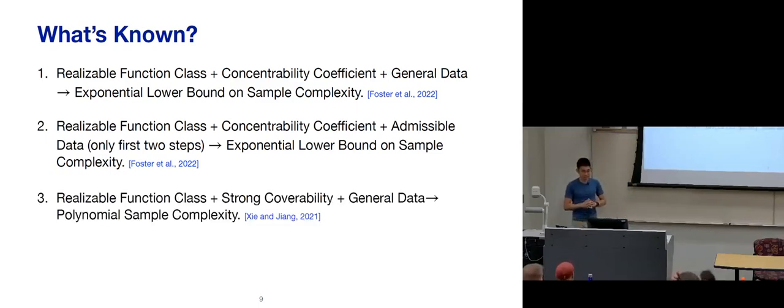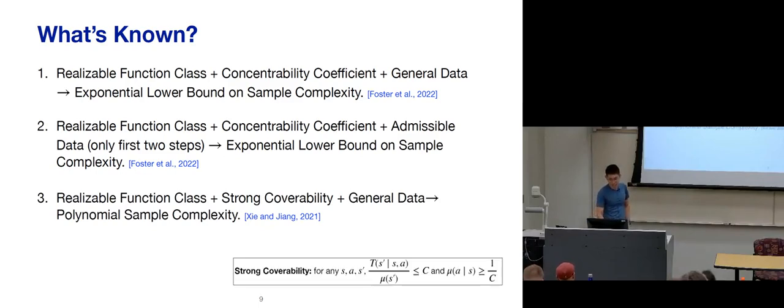And the last thing is some positive results. They define a notion called strong coverability, also called push-forward coverability. It shows that if we assume a realizable function class and this strong coverability, then with general offline data distributions there exist polynomial sample complexity algorithms. This algorithm is called the batched value function approximation tournament, and we will refer to this algorithm later.